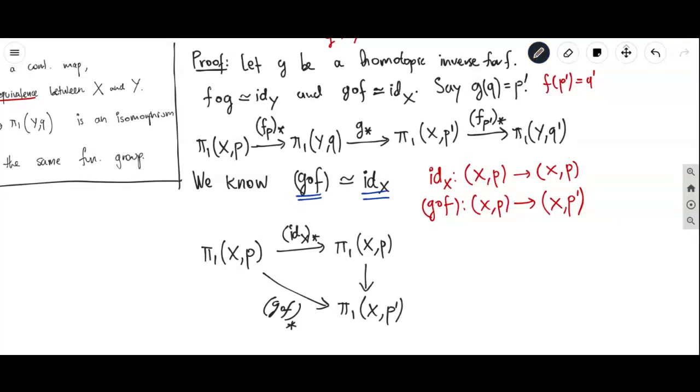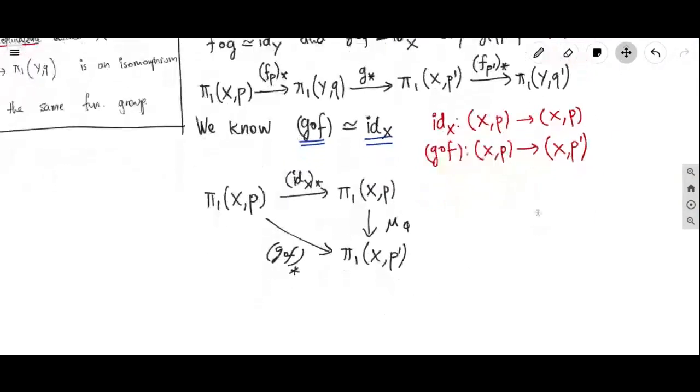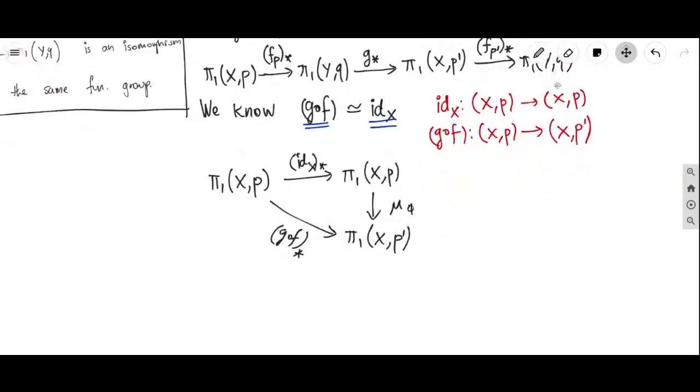Let's call this mu subscript phi. So there's some mapping from P to P prime. You have a homotopy between this one and this one, and the homotopy is going to create a path from P to P prime, so some path in X. And whatever that is, now you have this relationship, that this diagram will commute.